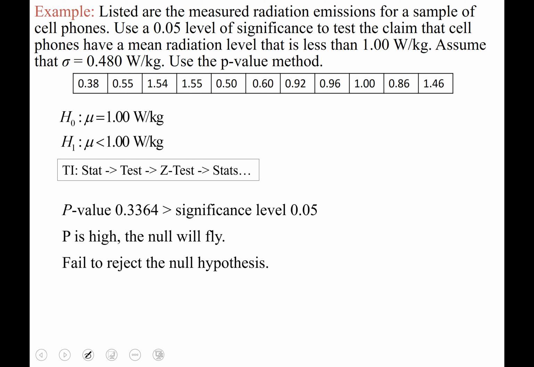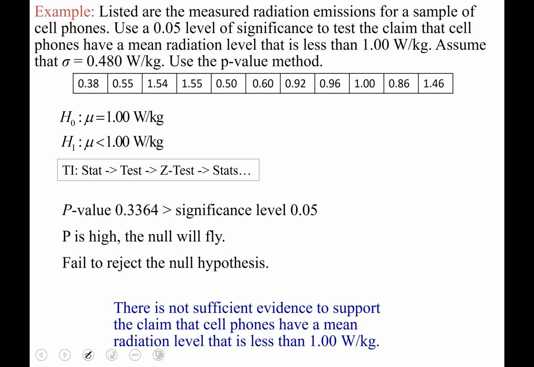And now time to write our conclusion. Always start out with the word there. First blank is not sufficient evidence to. Next blank is support. Then you always say the claim that, and then you restate the claim. Cell phones have a mean radiation level that is less than 1 watt per kilogram.